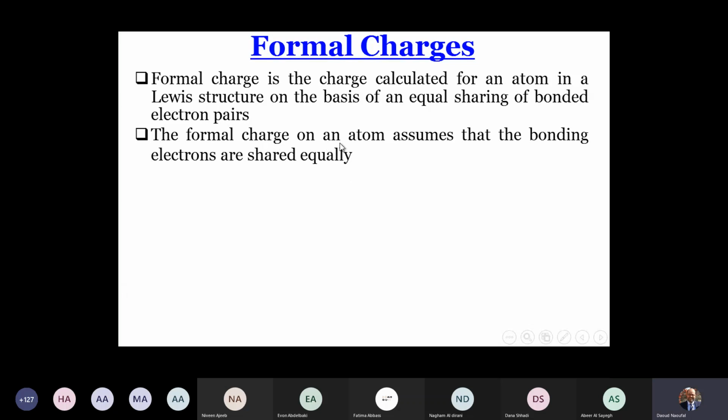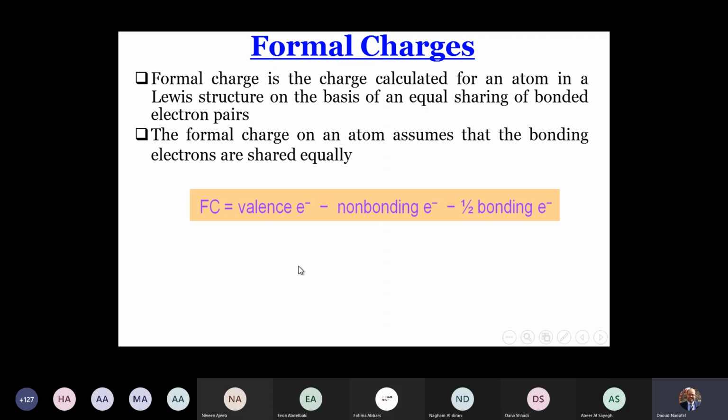The formal charge on an atom assumes that the bonding electrons are shared equally. The rule: if I have two electrons between A and B, we will suppose that A and B will share this electron density equally in order to calculate the formal charge.